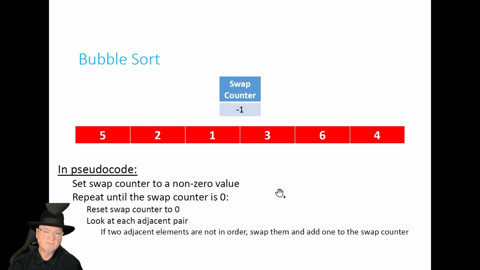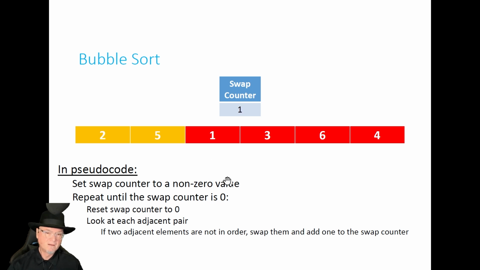Our swap counter is set to -1. What's the first thing we do? We set the swap counter to 0. The second thing we do, we're going to start our sliding window of comparisons. We consider 5 and 2. They're not in order. We're going to swap them, and we're going to increment the swap counter by 1.